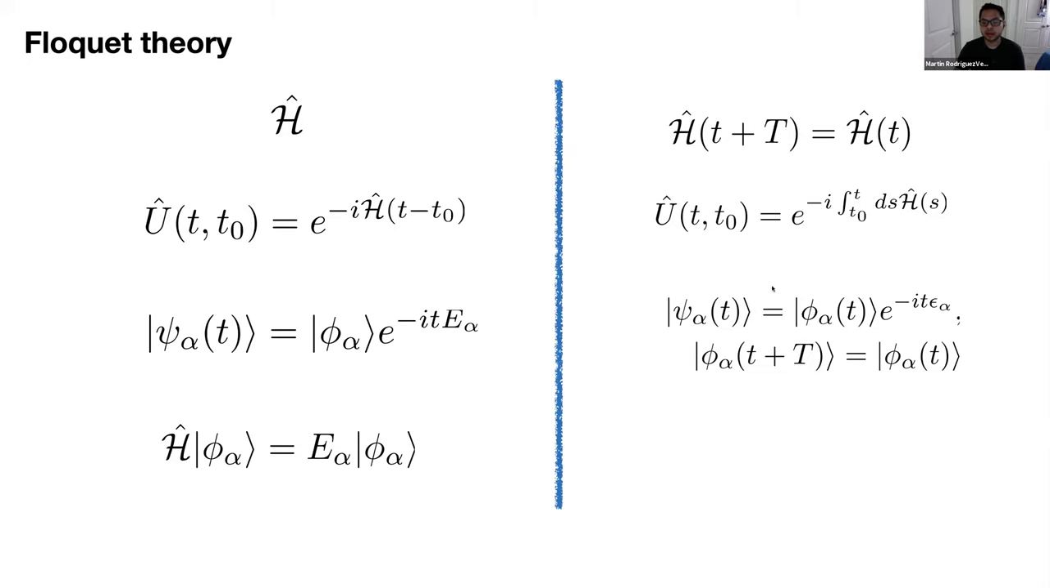So in this case, the wave functions can be written as a product of a piece that is periodic in time, as we can see down here, that shares the same periodicity of the Hamiltonian, and a phase factor that contains the so-called quasi-energies. And finally, this wave function form leads to the so-called Floquet-Schrodinger equation that now has the advantage that it deals with time-periodic wave functions here.